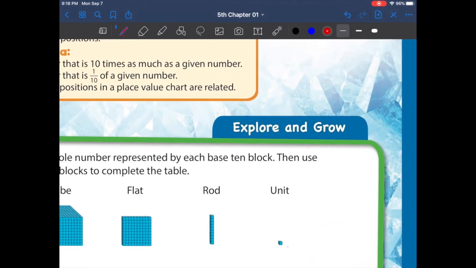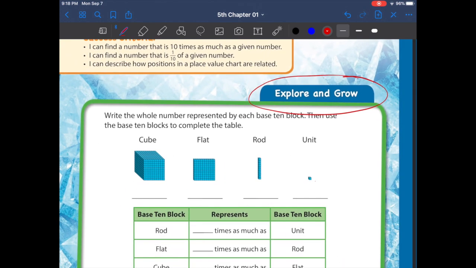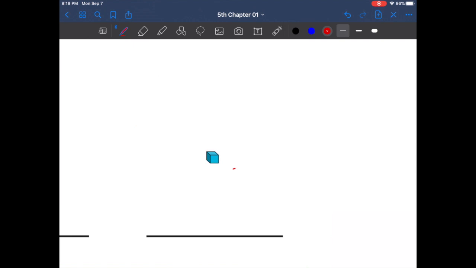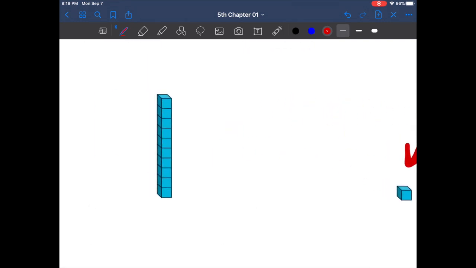Okay. So in today's section, we are on the explore and grow. What is explore and grow? Well, we're going to try and solve these questions. So let's take a look at this question right here. We just have one cube. Okay. We have one cube. In this section, how many cubes do you think we have?